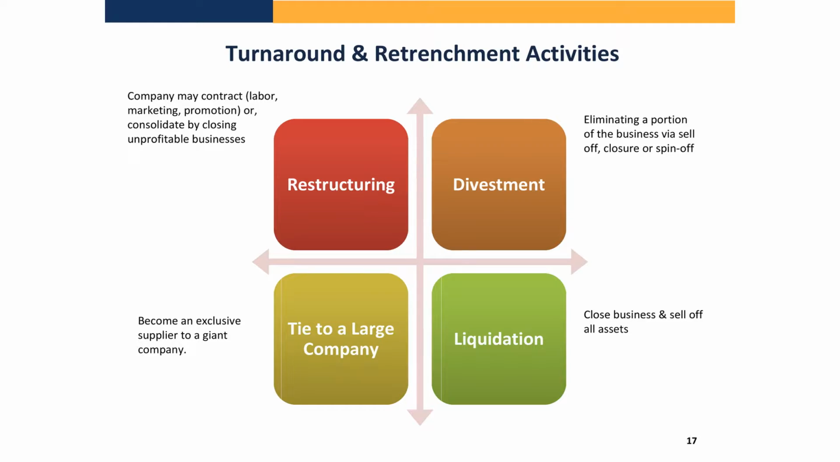So, turnaround retrenchment activities, you have restructuring. The company may contract labor, marketing, promotion, or consolidate by closing unprofitable businesses. Divestment is eliminating a portion of your business by selling it off, closing it, or spinning it off into an independent company. Okay, that's divestment. Liquidation, of course, you close the business and you sell off all the assets. Whatever the product was that was being manufactured ceases to exist.